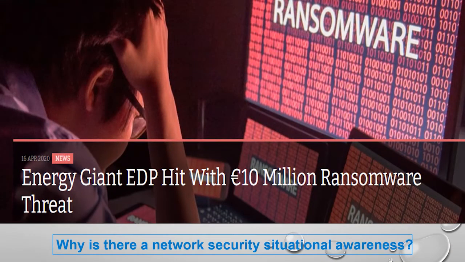In April 2020, EDP, a Portuguese multinational energy company, was attacked by ransomware. After the attack, the attacker claimed to have obtained 10 terabytes of EDP's sensitive data files and finally extorted a ransom of 1,580 bitcoins, equivalent to about 9.9 million euros.